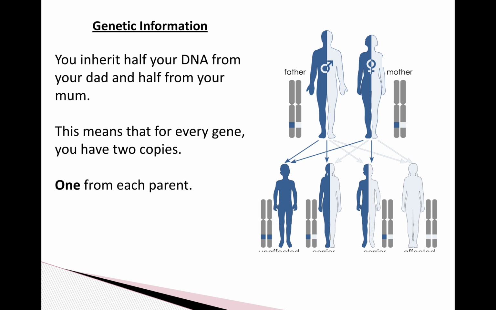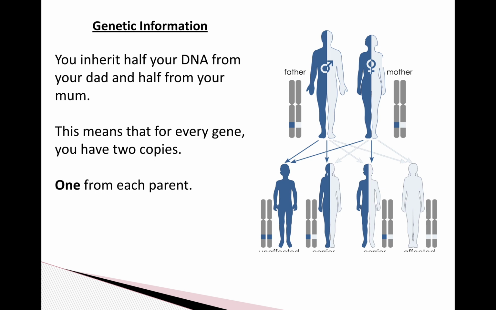Now down below, child 1 and child 2 have inherited the blue gene from their dad. But child 3 and 4 inherit the white gene from their dad. So they've got half their DNA, the chromosome below, came from their mum and dad.